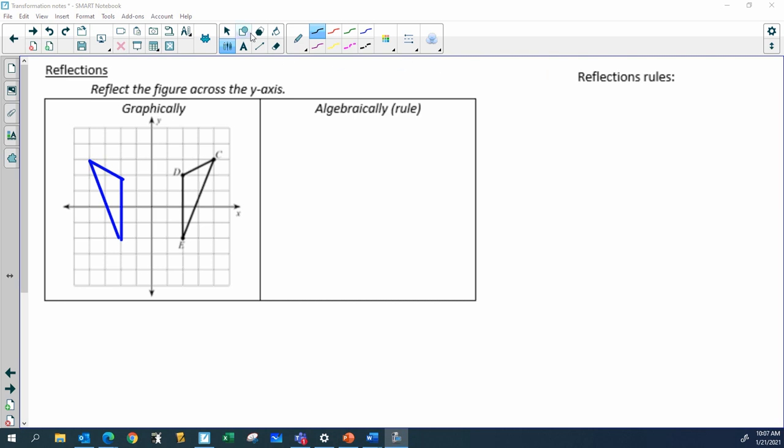All right, in this video I'm going to cover reflections, similar to how I covered translations before in a previous video. This is intended just to be an overview and a reminder of what reflections are, the way we can describe reflections in words, using graphs, and using algebraic rules.